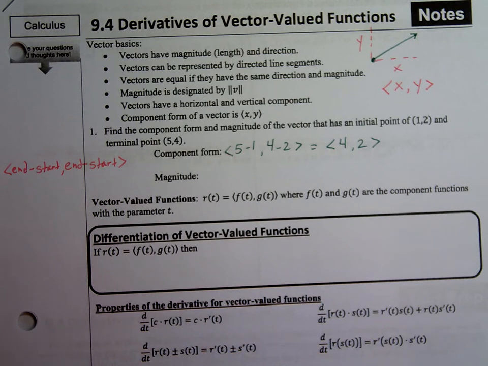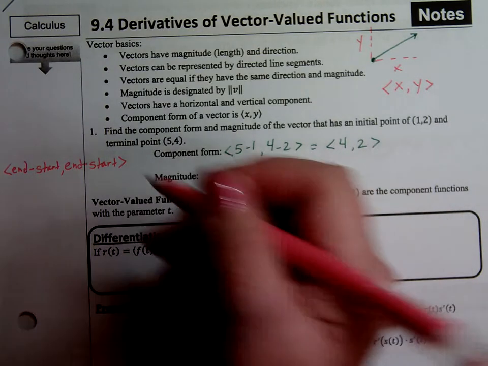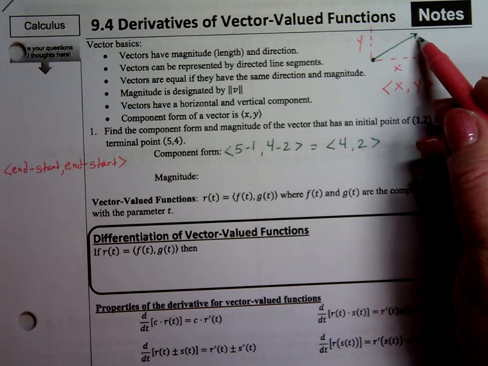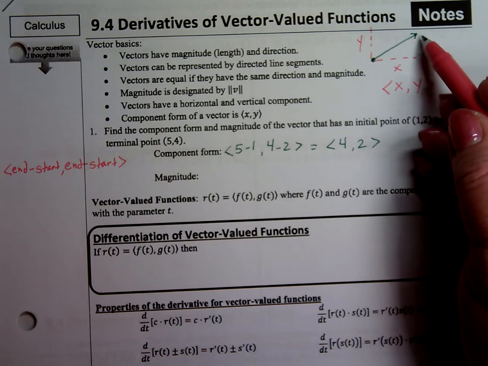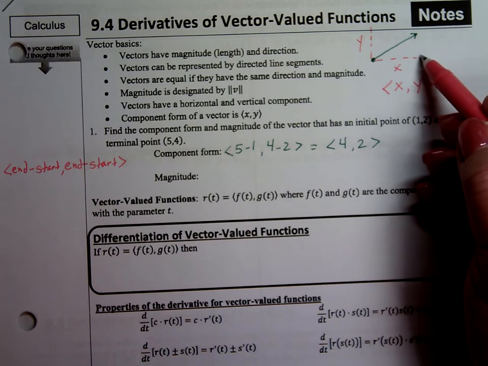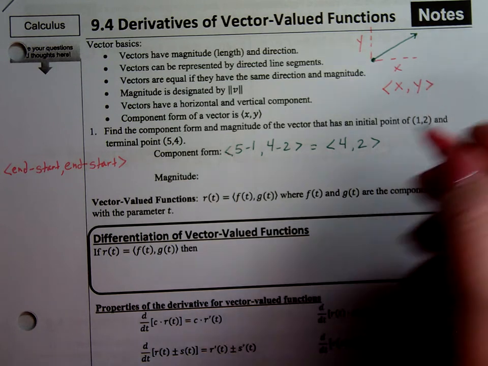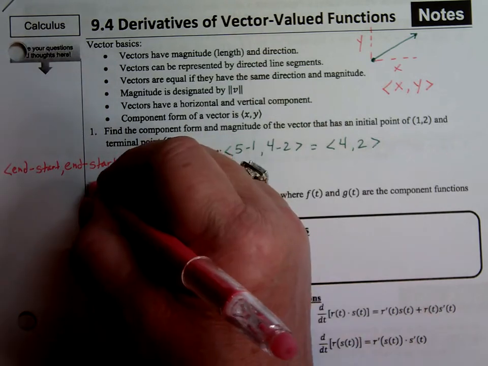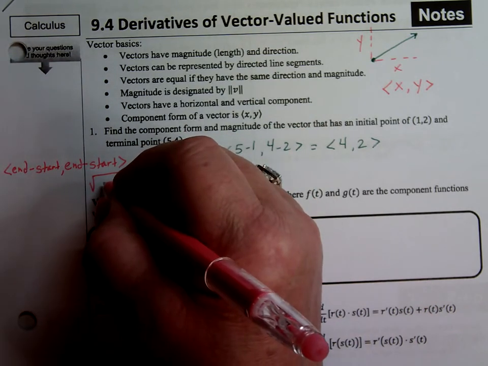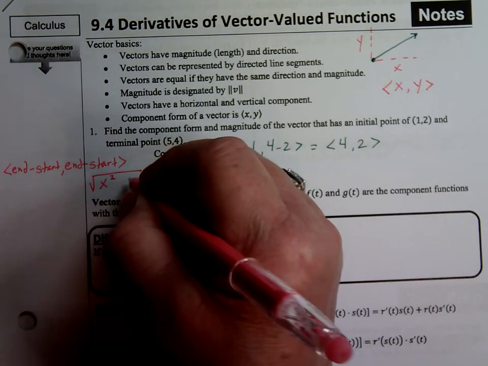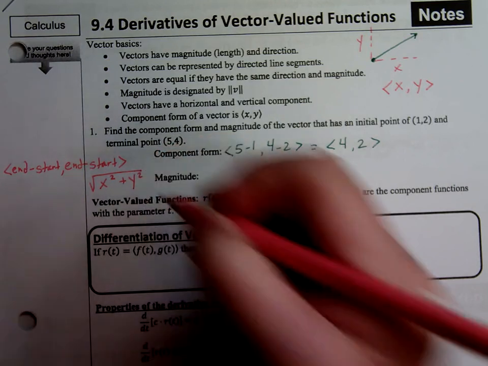Now, the magnitude is how far it went, how long it is. In other words, a distance. Now, think of the distance formula. Remember the old distance formula? You almost can see it here. If I were to close this y part in over here, I would see I've got a right triangle, Pythagorean theorem, all those things coming together. So if I want to find the magnitude, all I need to do is take the square root of the x component squared plus the y component squared.